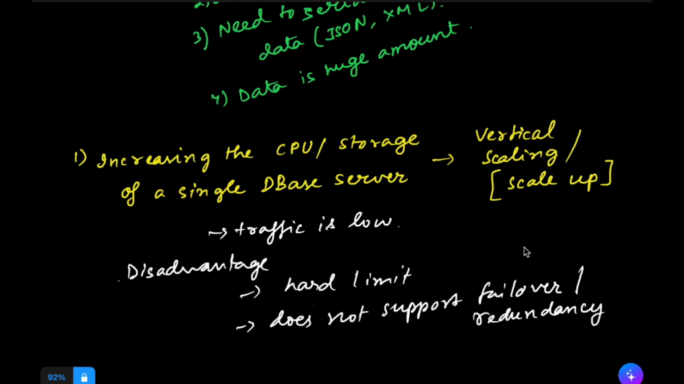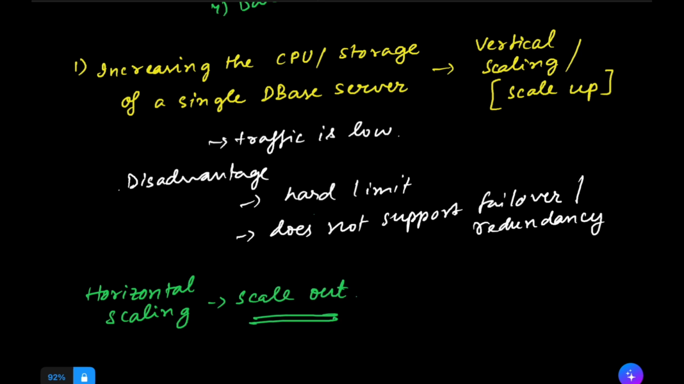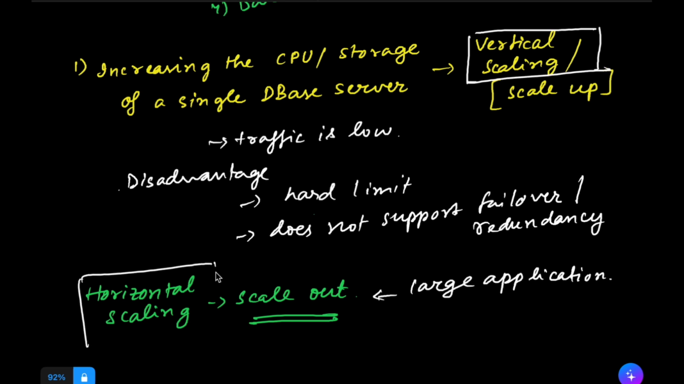So for that, what we can do is horizontal scaling, that is, increase the number of database servers. Instead of increasing the capacity of a single server, we distribute the capacity across multiple database servers. This is called scale out, and it is favorable for large applications. So this is the fundamental idea of what vertical scaling and horizontal scaling are.